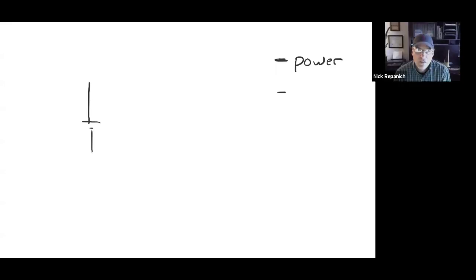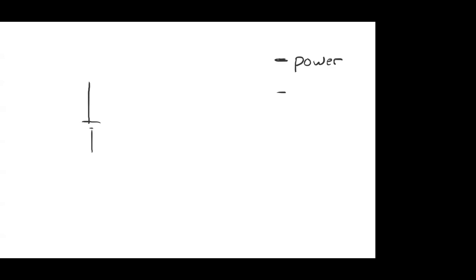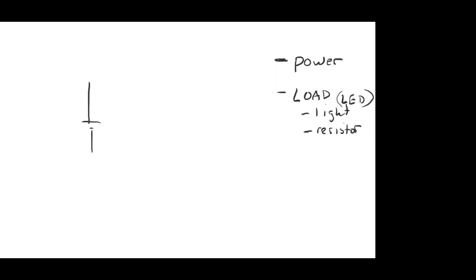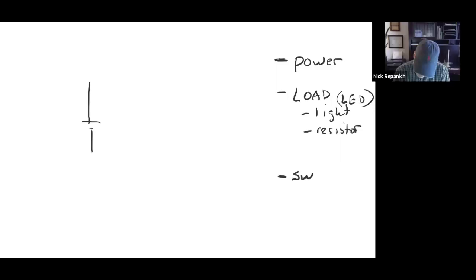Battery. Power. Yep. What else is in a flashlight? A bulb. Okay, a bulb. So we want a load, and in a flashlight, that load is a light, and in our case, it could be an LED light. And there's also one other thing in that bulb: that's the current limiter, the resistor. And then the last thing you need is a switch.